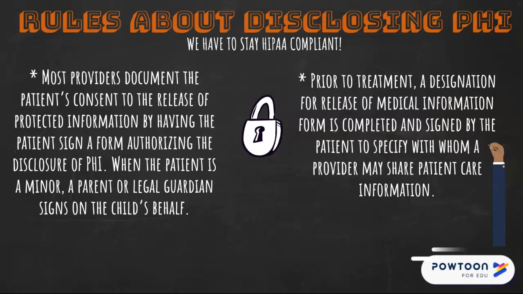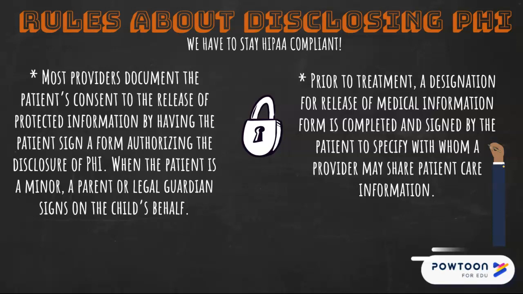So prior to treatment, a designation for release of medical information form is completed, and then it's going to be signed by the patient to specify with whom a provider can share their information. And so on that form, it's usually one of the forms that is in that initial packet that you fill out when you go to the doctor's office for the first time, and then it's typically filled out annually after that, but it's updated every so often, and you list down who can have access to your health care.